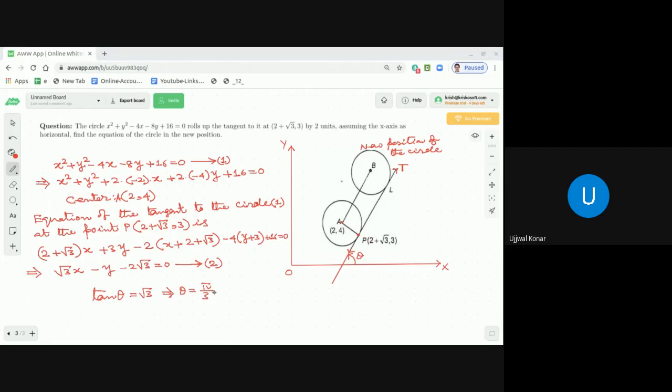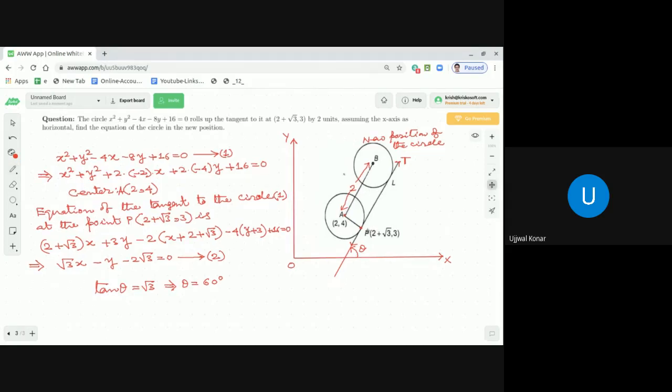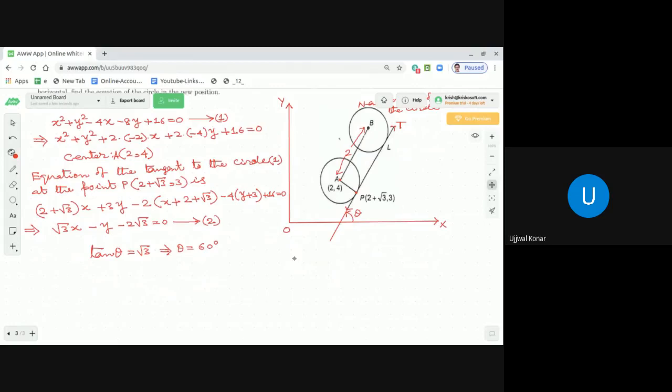Correct or not? That is, we can write in degree measurement theta is equal to 60 degrees. Now, A is the point (2, 4), and B is the point which is at a distance 2 from A. AB is equal to 2. This AB length is nothing but 2 units. Correct? So then we need to go to the distance form of the straight line.